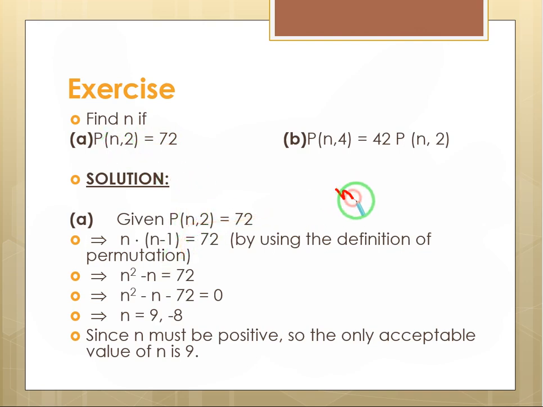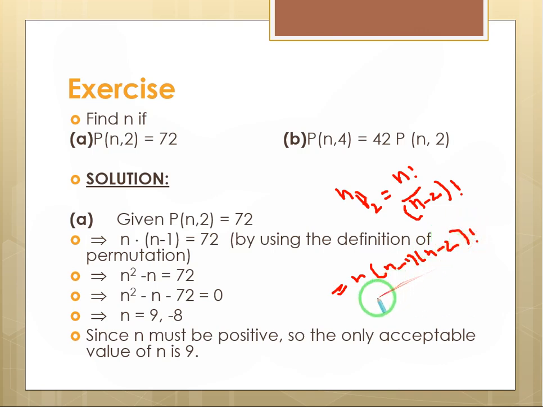So n permutation 2 we can write as n factorial divided by n minus 2 factorial. If you remember, we can write n factorial as n into n minus 1 into n minus 2 into n minus 3 and so on. So this is n into n minus 1 into n minus 2, and here I want to stop. Then n minus 2 factorial, and the n minus 2 factorials cancel each other. So our result will be n into n minus 1 is equal to 72. Now you can solve it: n squared minus n minus 72 equals 0, so you can factorize it. Your n is 9, or n is minus 8.